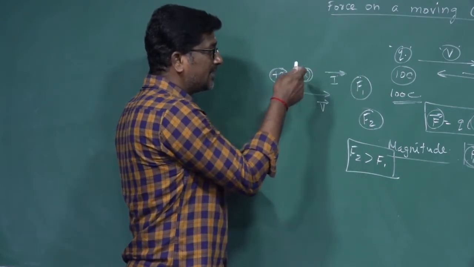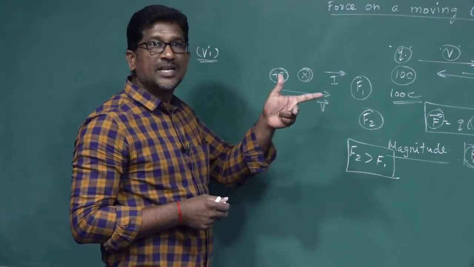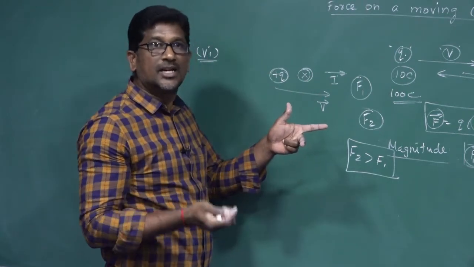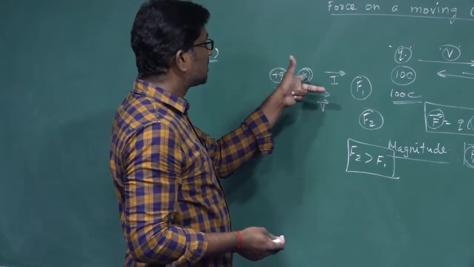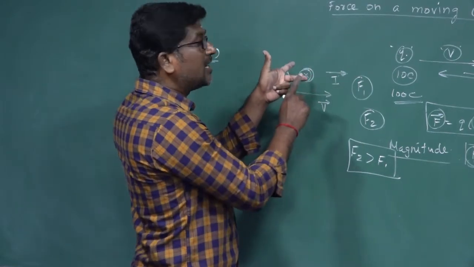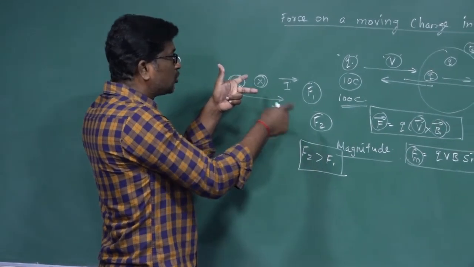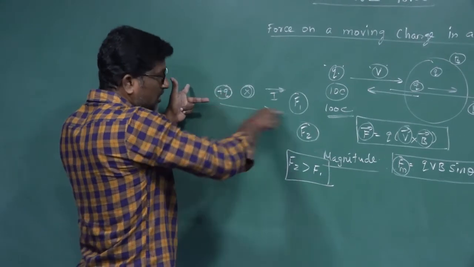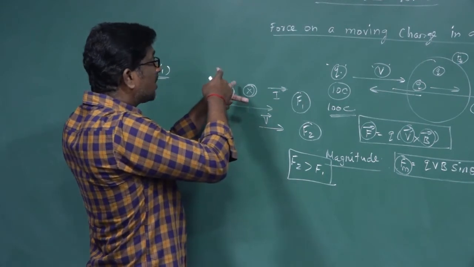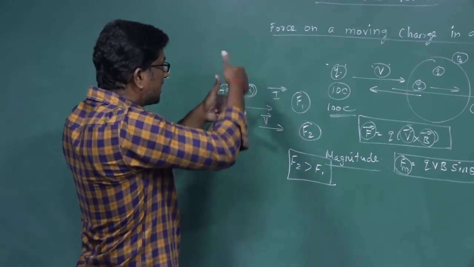Here the magnetic field is acting perpendicular to the plane of the board and inward. By using Fleming's left-hand rule, the magnetic force experienced by this positively charged particle can be determined. Apply this. The forefinger represents the direction of magnetic field, acting perpendicular to the plane of the board and inward. The middle finger represents the direction of current. The direction of movement of a positive charge is the direction of flow of current. Here the positive charge is moving in this direction, so the velocity direction is the same. And the thumb represents the direction of force. So the magnetic force direction is upward.